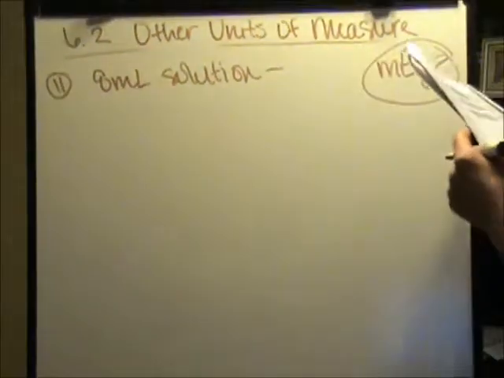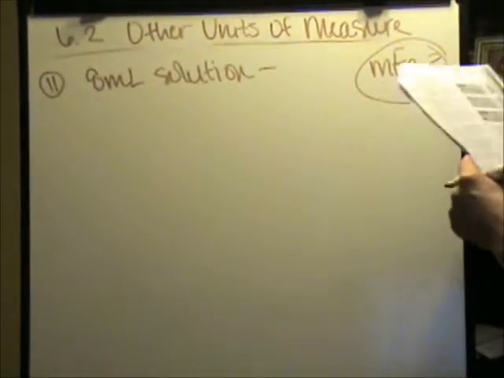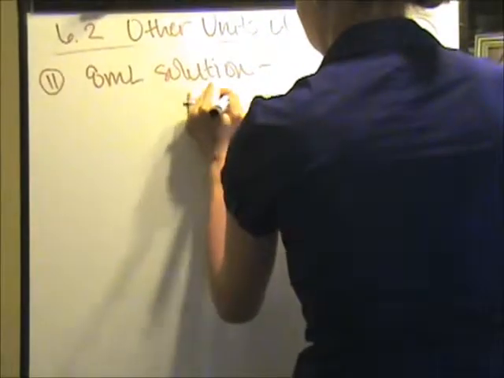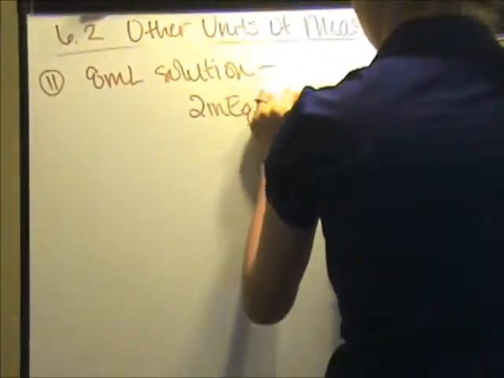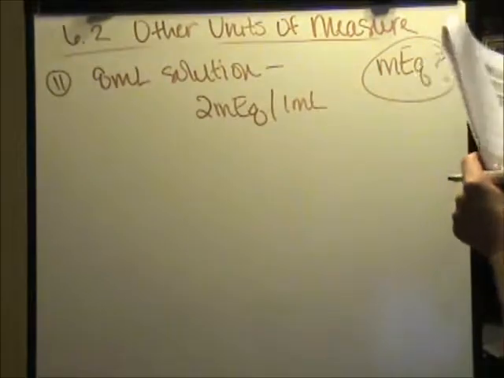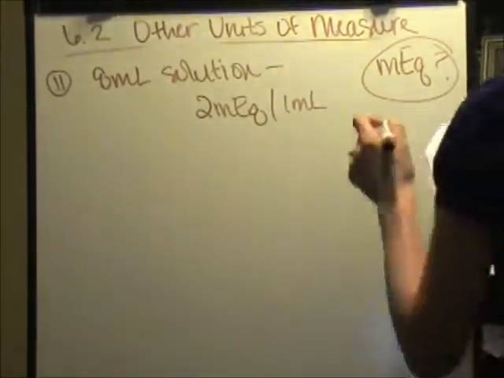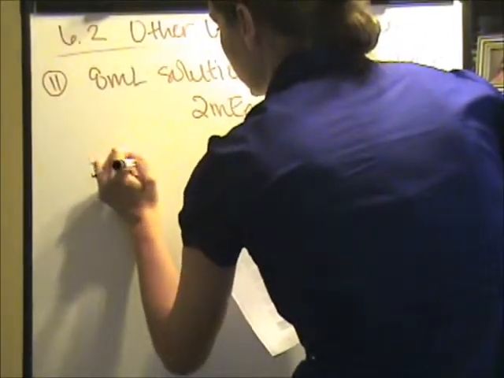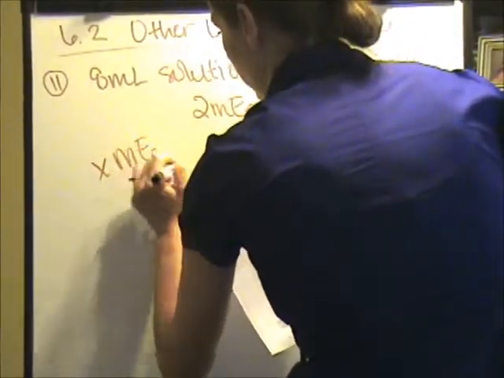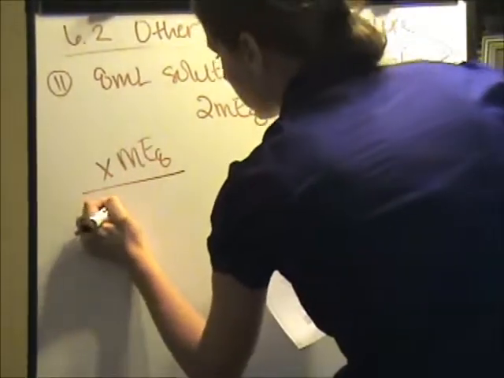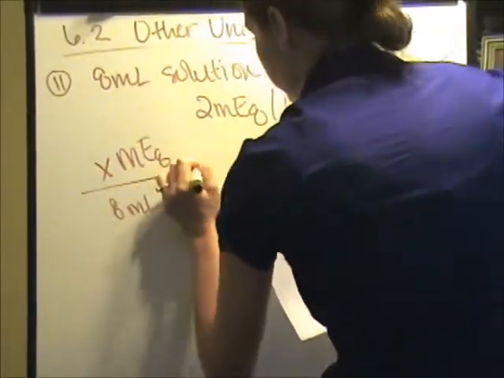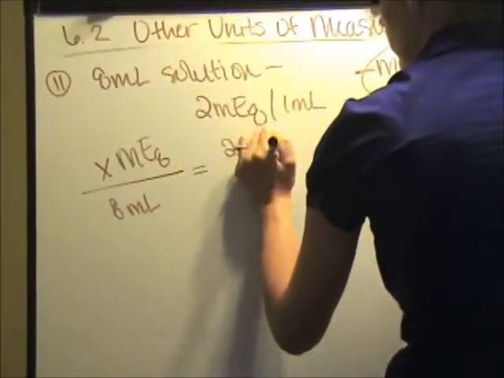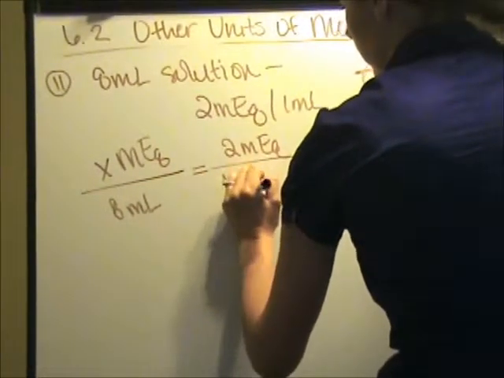So if we look at the package, we can see that it's 30 milliequivalent, but it comes 2 milliequivalent per mL. And that's what we need to know to set up our proportion. Okay, so our X is going to be in milliequivalents. That's our variable. That's what we don't know. Desired milliliters are 8. The available formulation, 2 milliequivalent per 1 milliliter.